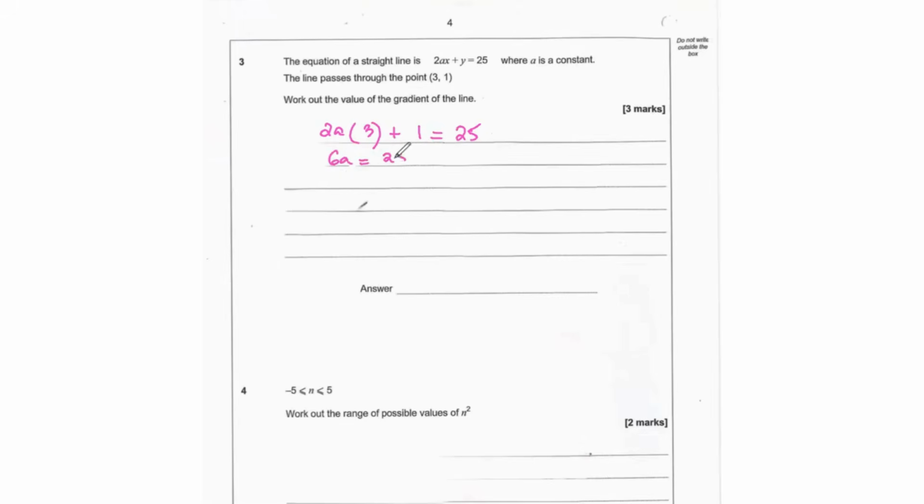6a equals 25 minus 1, 24. a equals 24 divided by 6, which is 4. So if you substitute this back into the equation, 2 times 4x plus y equals 25. 8x plus y equals 25. Put this in slope-intercept form by making y the subject. So y equals negative 8x plus 25. So your gradient is negative 8, because the gradient is always multiplied with the x.